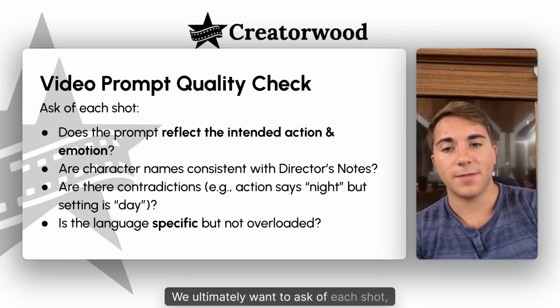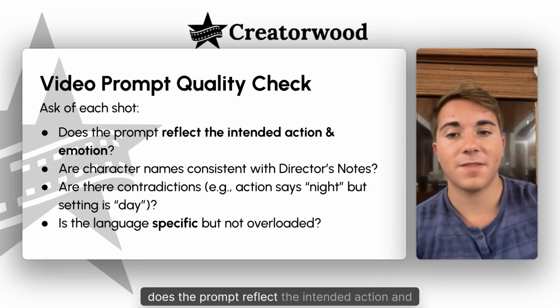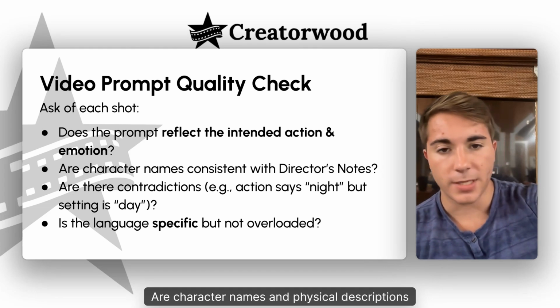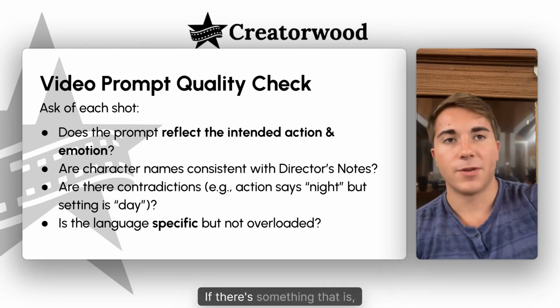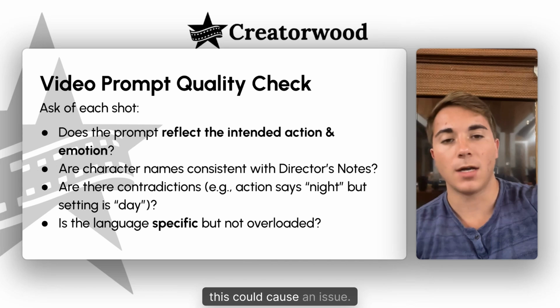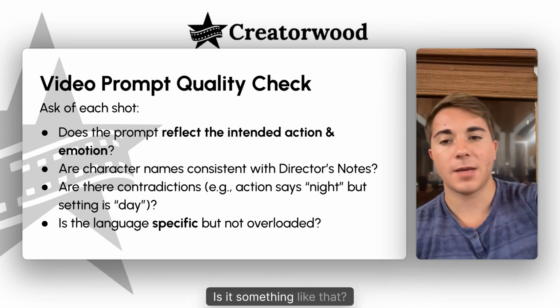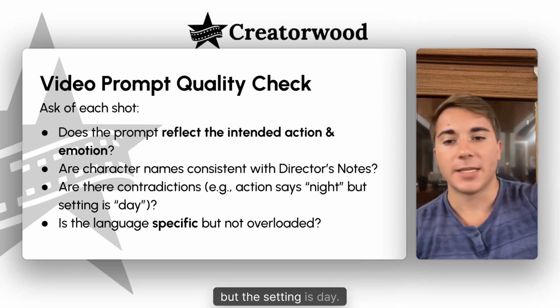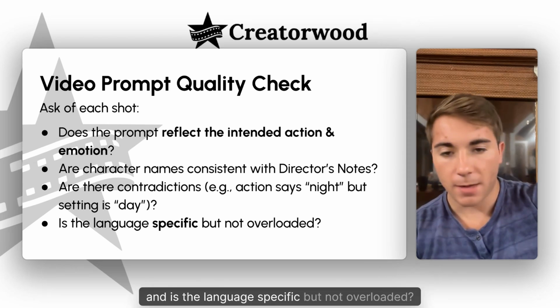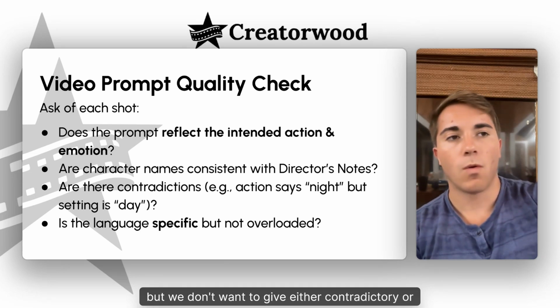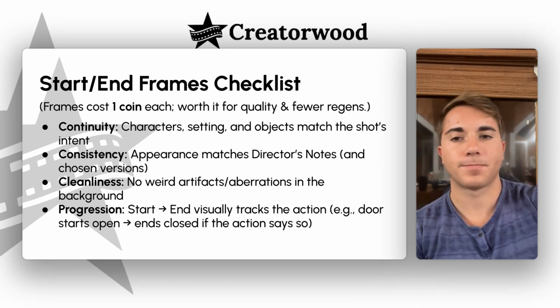We ultimately want to ask of each shot, does the prompt reflect the intended action and emotion? Are character names and physical descriptions consistent with director's notes? If there's something that is inconsistent, this could cause an issue. And then, are there contradictions? Is it something like the action says night, but the setting is day? And is the language specific, but not overloaded? We don't want to be vague, but we don't want to give either contradictory or too many details.